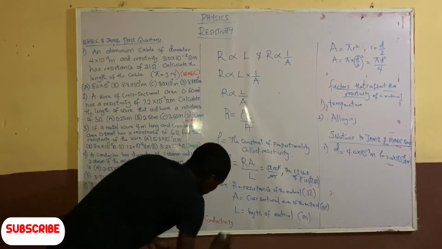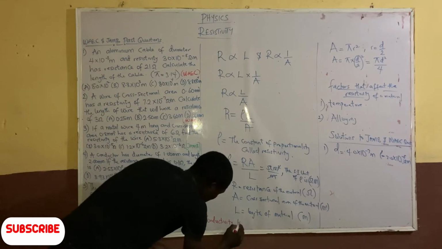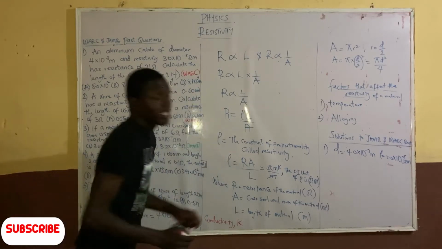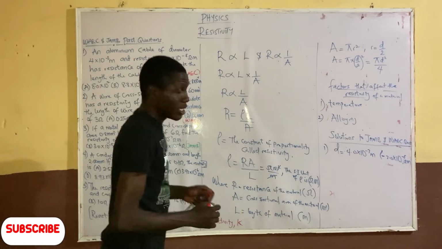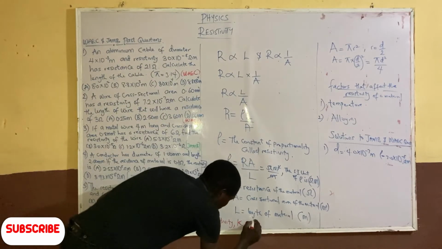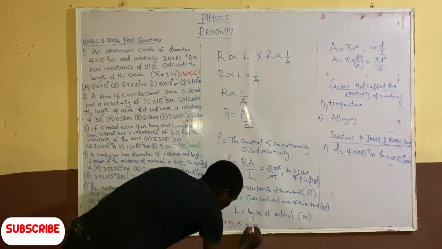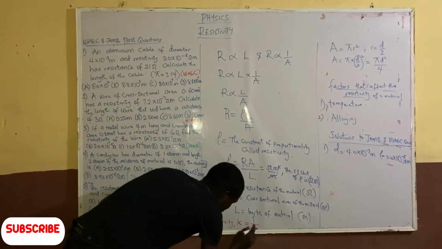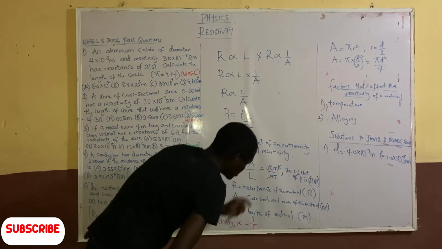Of resistivity. So conductivity is represented by kappa, something like K like this, but we call it kappa in Greek letter. So kappa is given as 1 all over resistivity.